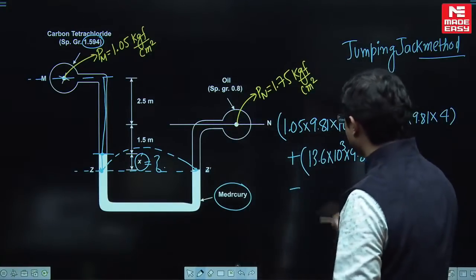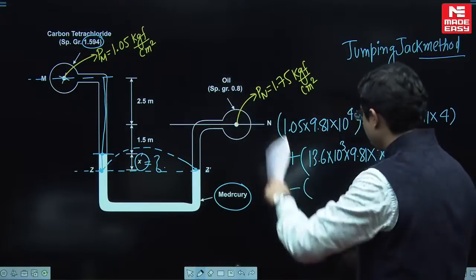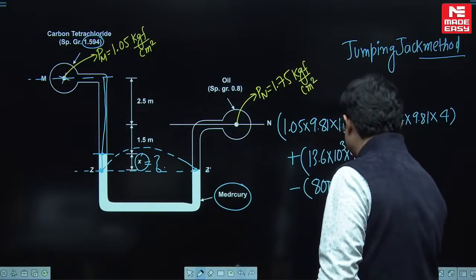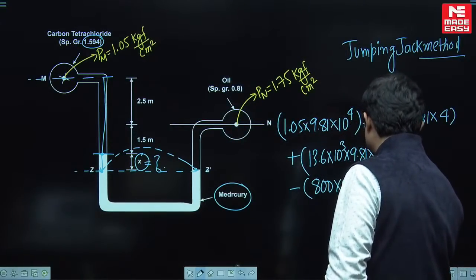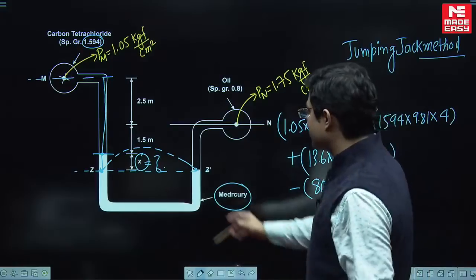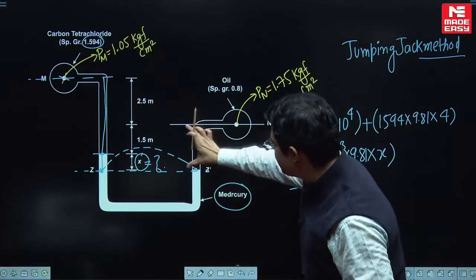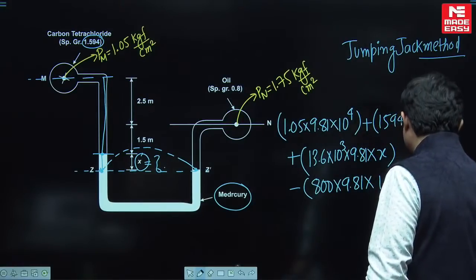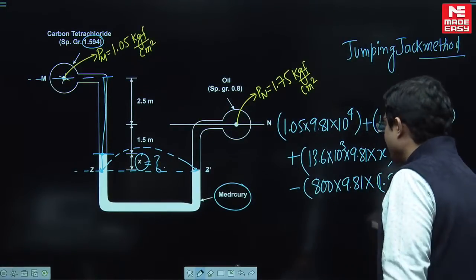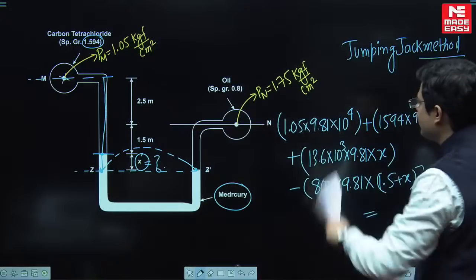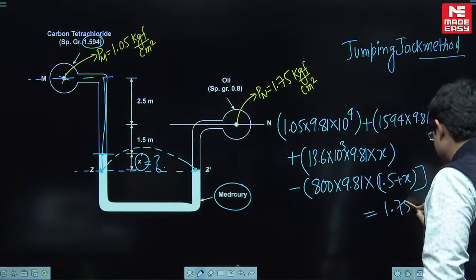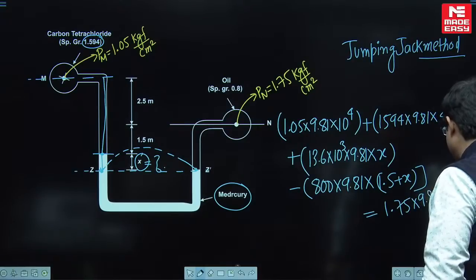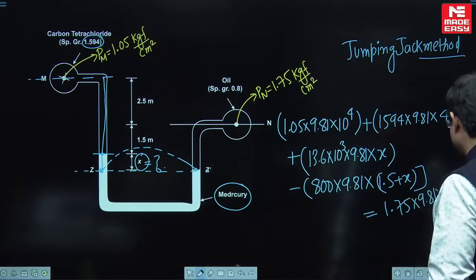Which fluid is this? Oil having a specific gravity of 0.8. So this is going to be 800 into 9.81 into height. How much is the height, beta? See, this much of height, 1.5 plus x. So this is 1.5 plus x. Excellent. Is equal to pressure in N, which is 1.75 into 9.81 into 10 to the power 4.